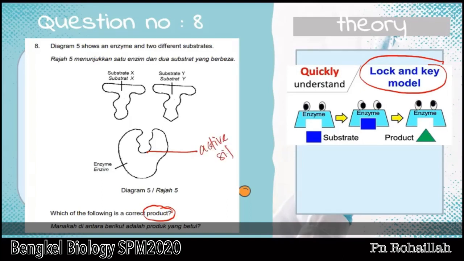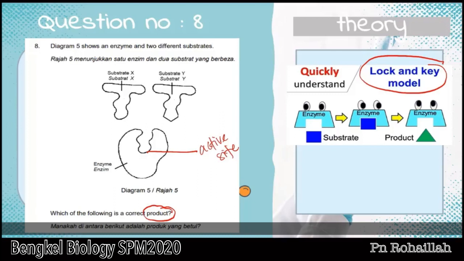Okay, this is the active site. The active site must be compatible with the substrate's structure. So you look carefully at this area. Does it match X or Y? Of course X. Why not Y? You look at the Y. Y has a sharp shape, it looks like a pentagon there. So Y is wrong. So we go for the X.